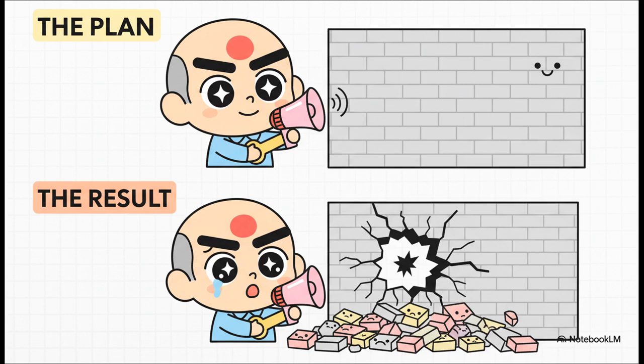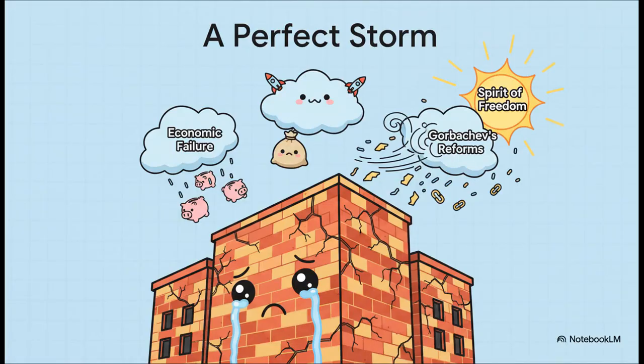The whole point was to breathe new life into the dying Soviet system, but in a massive twist of irony, these reforms actually ended up speeding up its total collapse. And what's so fascinating here is that it wasn't just one thing that brought the Soviet Union down. It was a perfect storm of problems. You had a stagnant economy that was just being crushed by the cost of the arms race. You had people who were desperate for the kinds of freedoms they saw in the West. And then you had Gorbachev's reforms, which kind of took the lid off that whole pressure cooker.